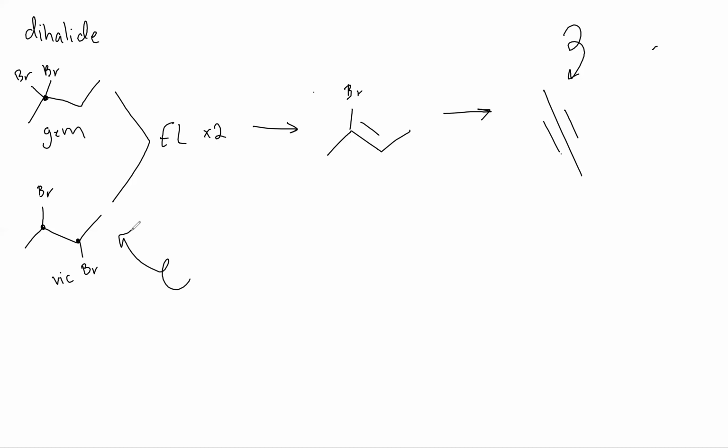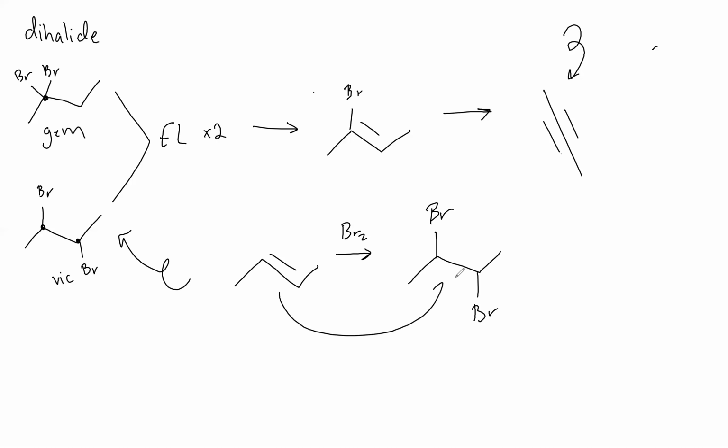Well, we know how to make the vicinal dihalide, because that is just halogenation. We did Br2, halogenation, and we end up with this. That creates our vicinal dihalide. So if we want to go from an alkene to an alkyne, we would have to halogenate that alkene first and then undergo elimination twice. Okay? Does that make sense?